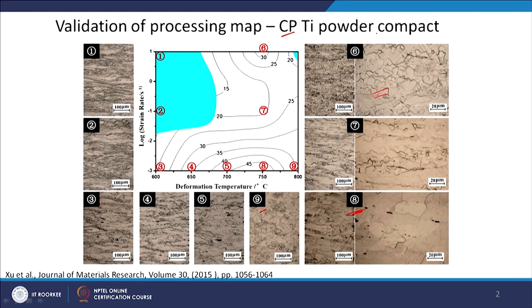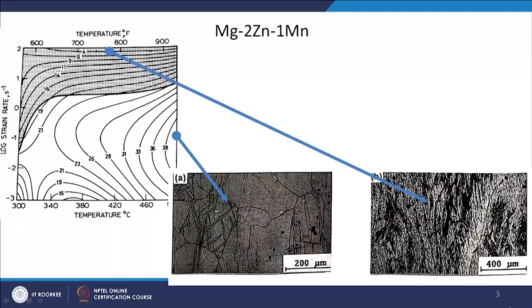This work was done in commercially pure titanium powder compact. So the powder was sintered, compacted, and then the deformation was performed on this powder compact, and from there these microstructures have been generated. Some more pictures: a large number of processing maps and microstructures were collected, and a book was written by the authors, Y.V.R.K. Prasad, and from there I have taken all this. Earlier also we have taken all the processing maps from that book.